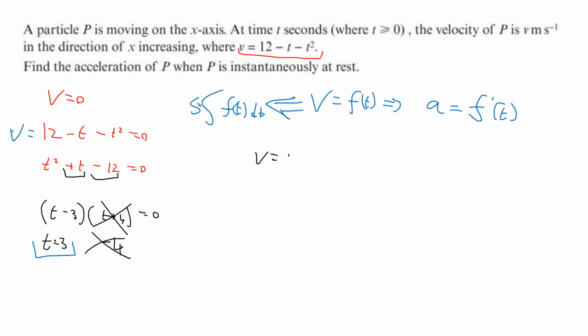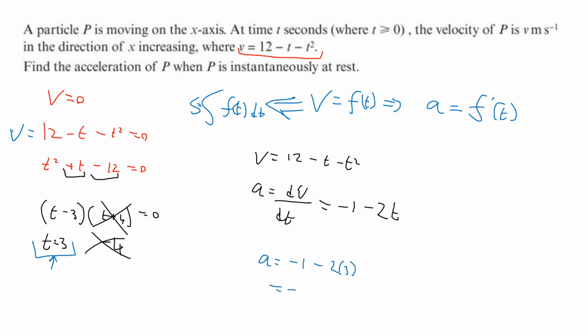Well, if v is equal to 12 minus t squared, a is going to be dv by dt, which is equal to -1 minus 2t. Now, we know that at this point, time is equal to 3, isn't it? So therefore, a is going to be -1 minus 2 times 3, which is equal to -7 meters per second squared. And that is your final answer.